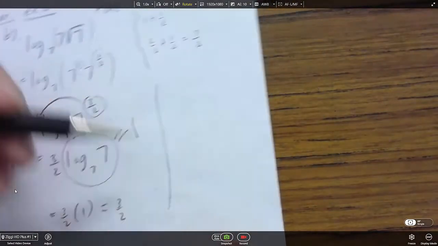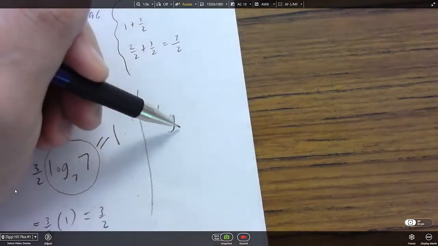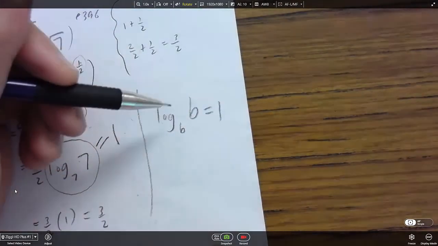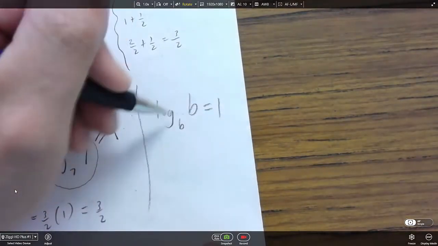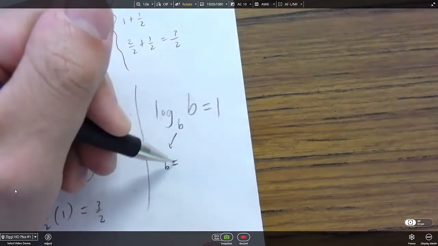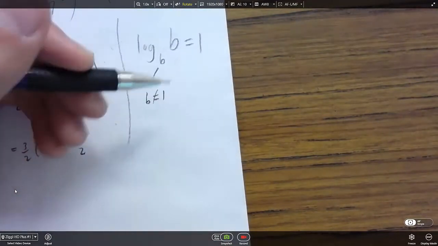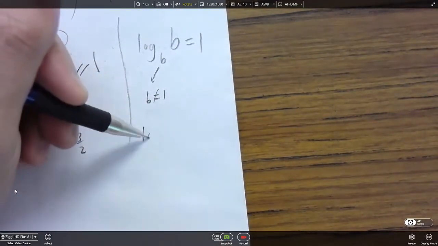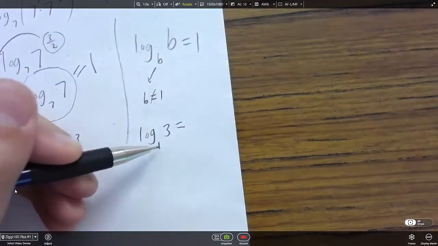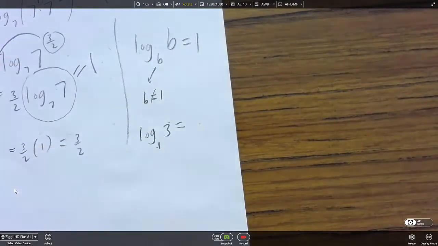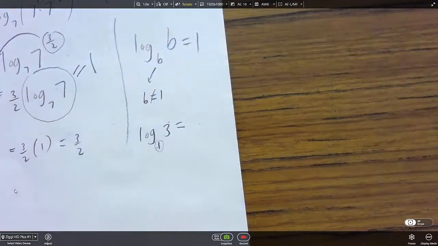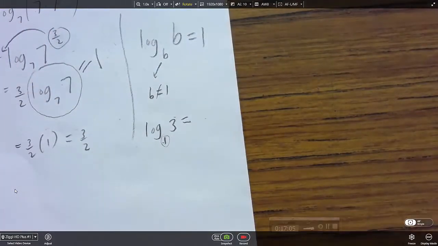So just remember that in general, we have log base b of b is 1. And in general, when we have this kind of notation, we say that b does not equal 1, because generally it doesn't work. If we say log base 1 of 3, 1 to the what is 3, we can't do that. So we don't deal with bases that are 1. We deal with bases that are greater than 0.